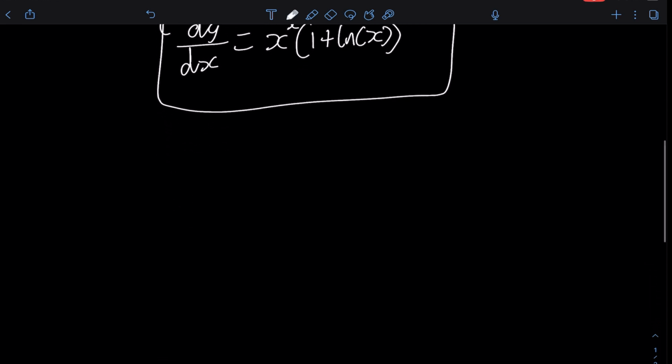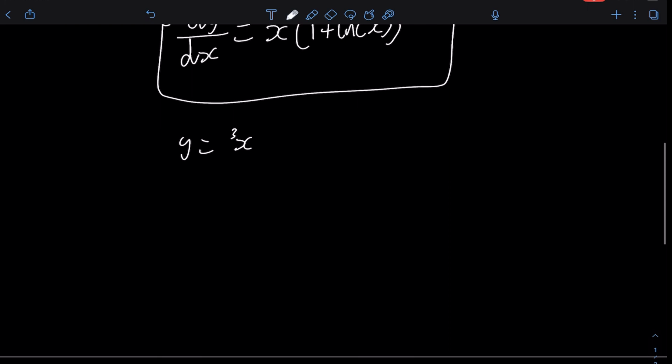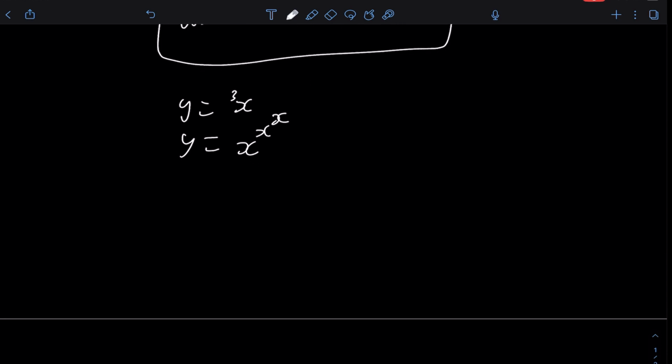And let's look at another example of this, where we now have y is the third tetration of x. So this is actually equal to x to the x to the x. So let's just compute this one now. So let's do the same steps. We have the natural log of y, that's going to be equal to x to the x times the natural log of x. So this is getting a bit complicated here.